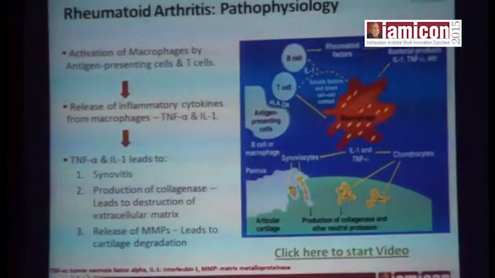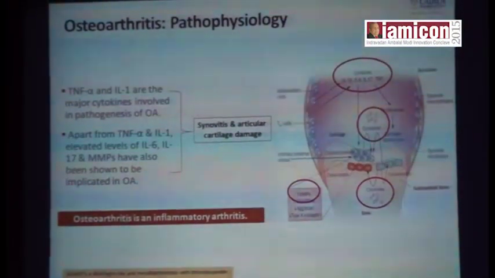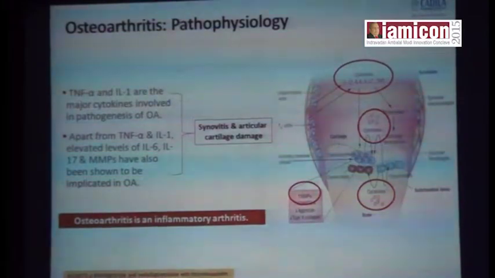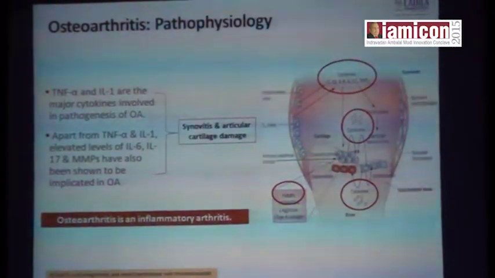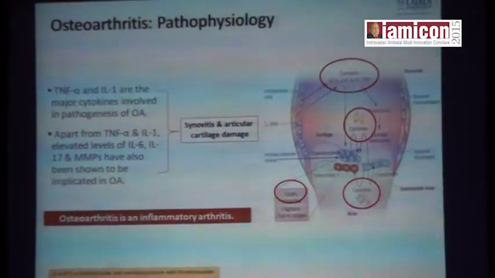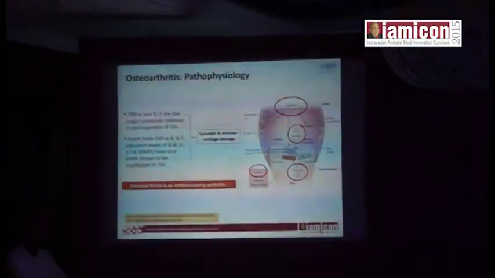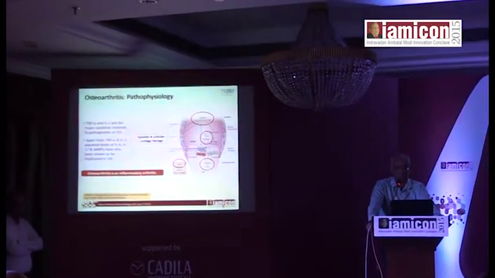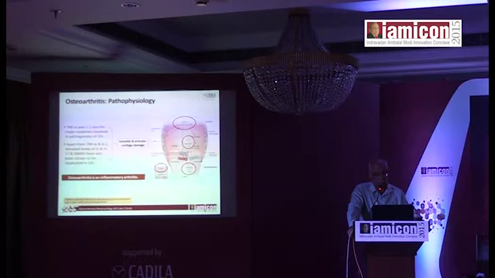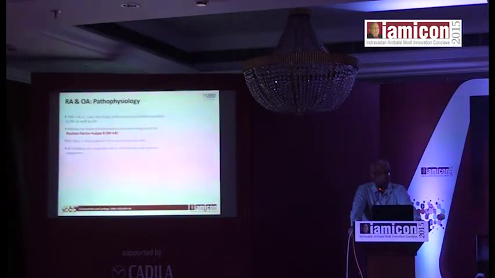This chart shows how they are acting. Tumor necrosis factor alpha and interleukin-1 are the major cytokines involved in the pathogenesis of osteoarthritis. Apart from tumor necrosis factor alpha and interleukin-1, elevated levels of IL-6, IL-17 and MMP have also been shown to be implicated in osteoarthritis. If we see how these cytokines work and how they damage the cartilage and how this osteoarthritis takes place.